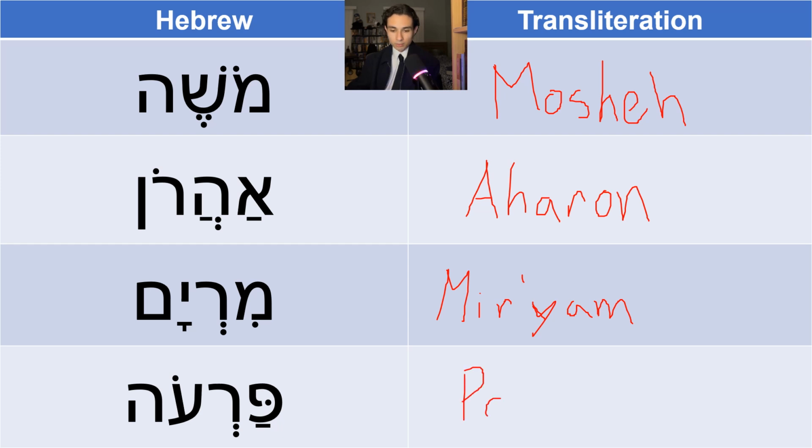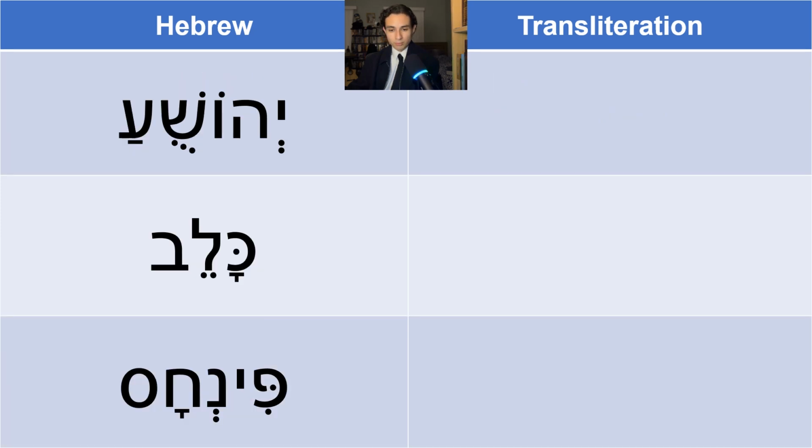Finally, here we have Paro. So we have Moses, Aaron, Miriam, and the Pharaoh. In Hebrew, it's Paro. So we're just going to conclude with these names right here, which are taken from the later part of the Torah, beginning with this.